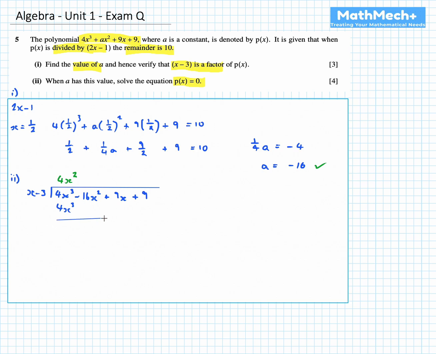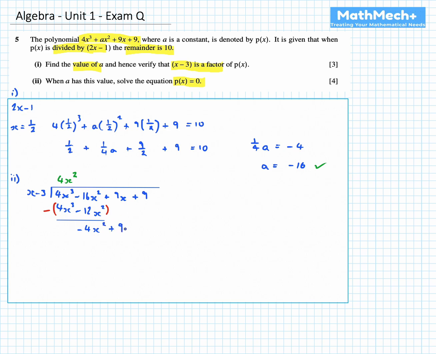x times 4x squared is 4x cubed. 4x squared times minus 3 is minus 12x squared. Again, we're subtracting this. Just be careful with this one aspect. Minus 16 plus 12 is minus 4x squared.